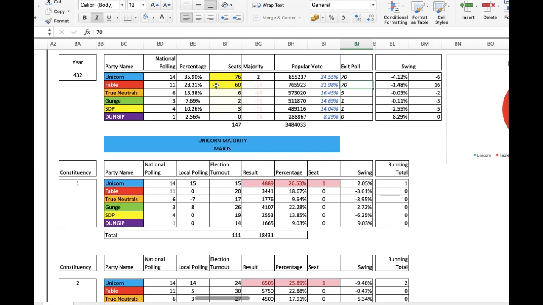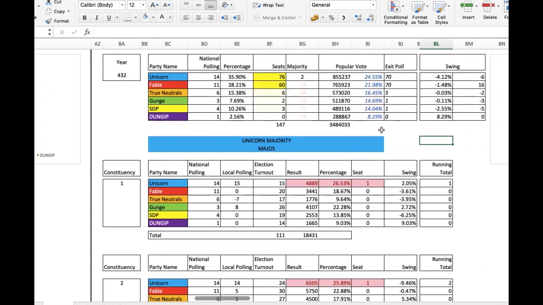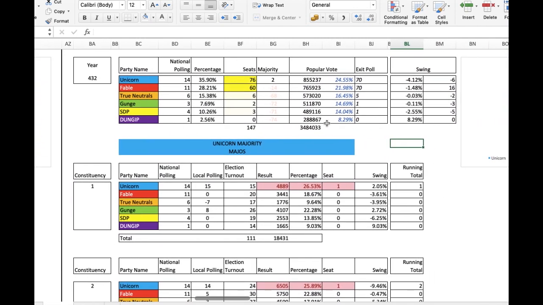A massive swing towards Fable here, of 16 seats gaining, losing 6 for Unicorn. In fact, everyone apart from Fable lost seats in this election. It just wasn't quite enough. I think the massive majority was still taking a long time to chip away at. But with the addition of the Dungeon Independence Party, it's becoming a little more difficult to get a big share of the vote.